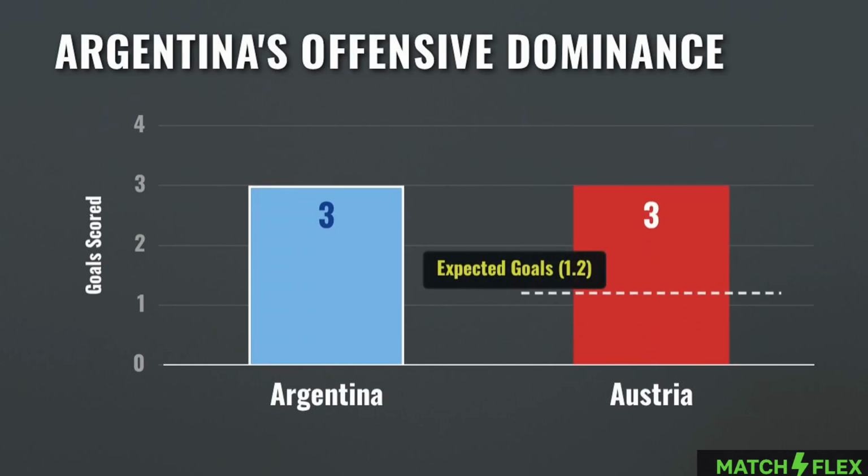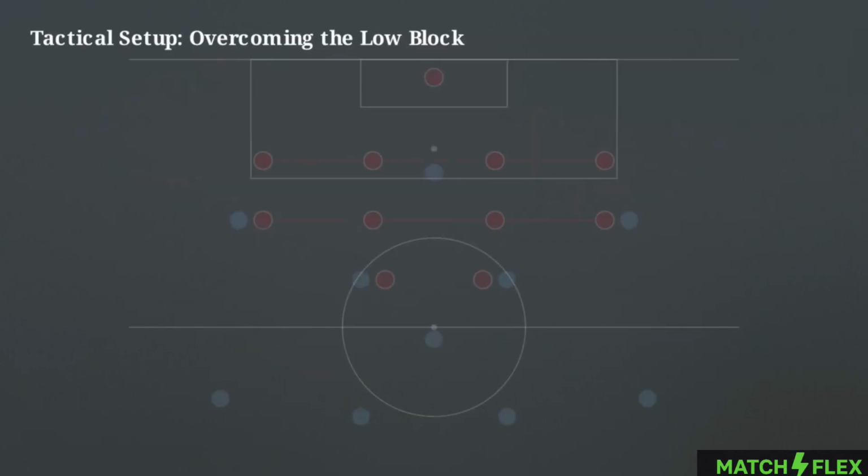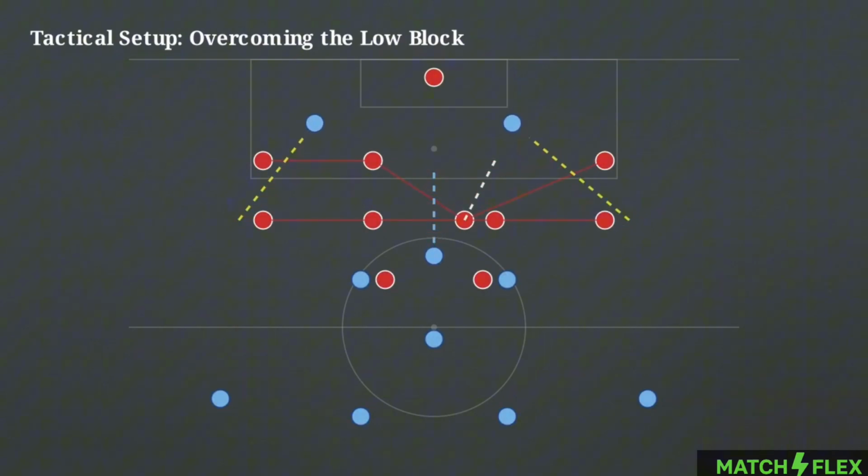This chart compares Argentina's heavy offensive output against Austria's recent performance metrics. While Argentina easily generated 3 goals, Austria's victory over Jordan was far tighter, requiring a late own goal and a penalty. Their expected goals point to a cagey defensive setup. Ralf Rangnick approaches the game from the exact opposite direction. His Austrian side strictly adheres to a structured 4-2-3-1.